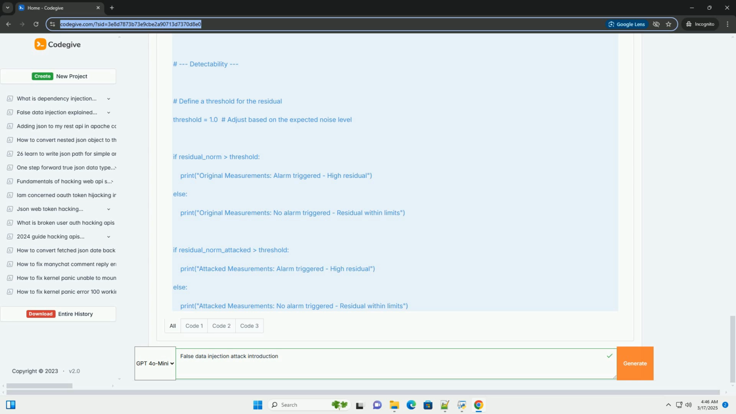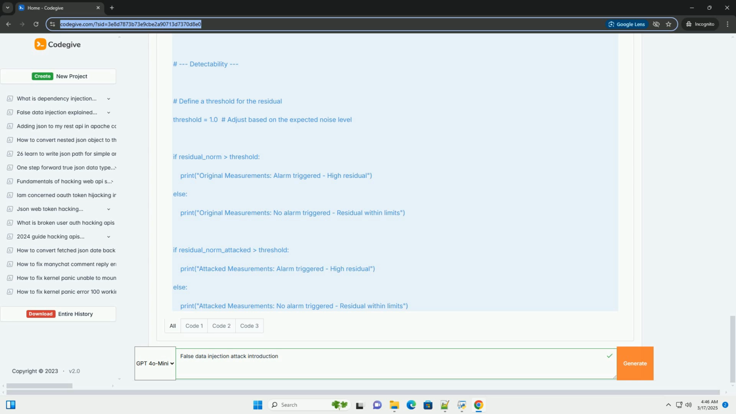The fundamental goal of an FDI attack is to inject malicious data into the system without being detected by the state estimator. This is achieved by crafting the attack vector in a way that appears consistent with the system's mathematical model. Here's the general idea. System model: the state estimator relies on a mathematical model of the system, represented as z = Hx + e, where z is the vector of sensor measurements.